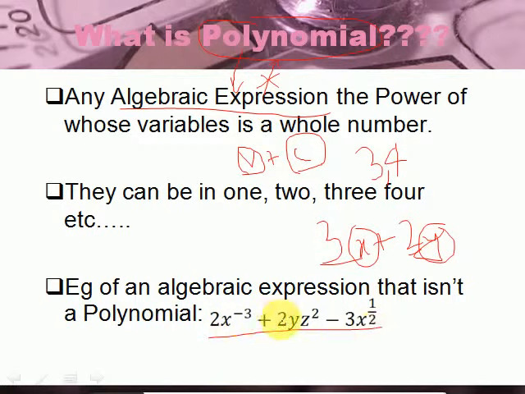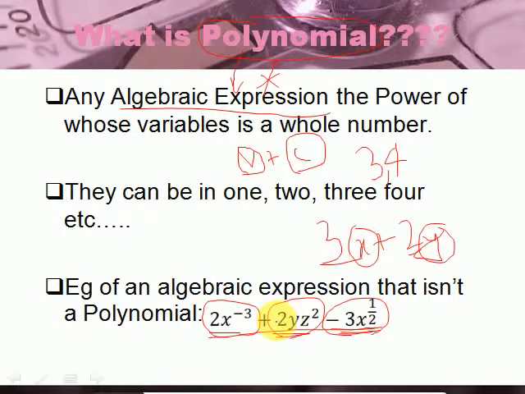2x to the power minus 3 plus 2yz square minus 3x to the power 1 by 2. Now why is this not a polynomial? Let us understand. Here we have three terms. I guess you know what are terms. Terms are something which make up an algebraic expression. If you split an algebraic expression based on their signs, you get a term. Here there are three terms: plus 2x to the power minus 3 is one term, plus 2yz square is the second term, and minus 3x to the power 1 by 2 is the third term. You must always take a term along with its sign.